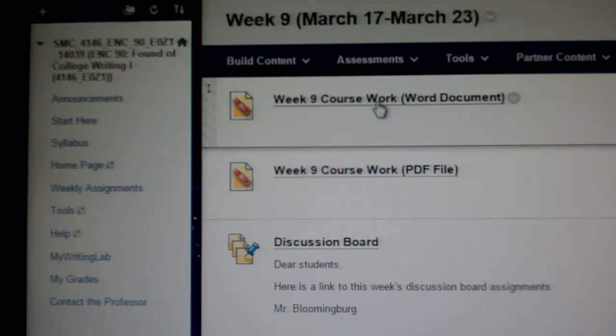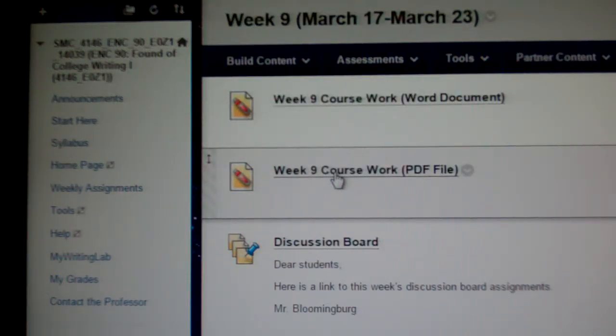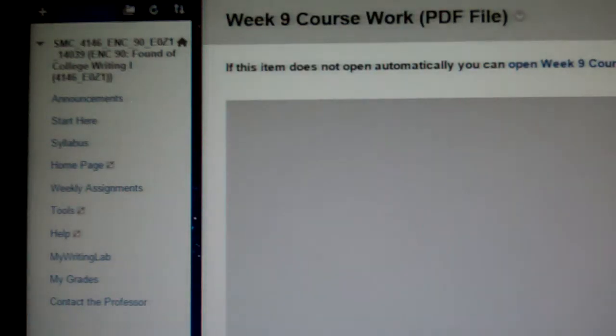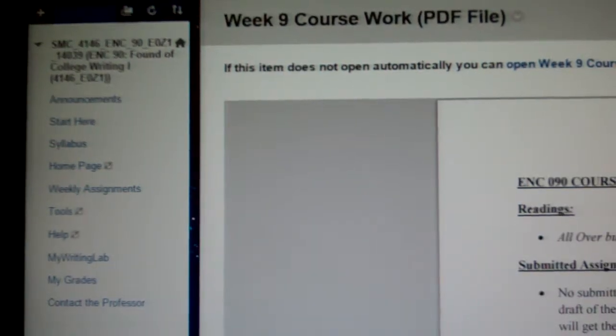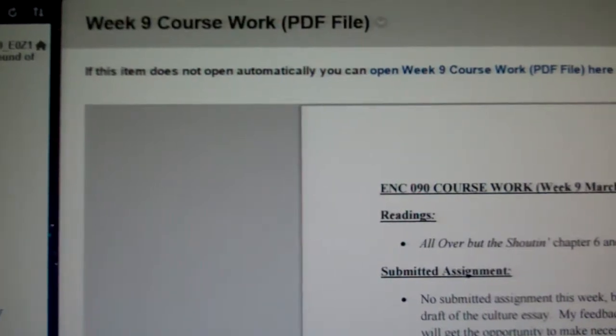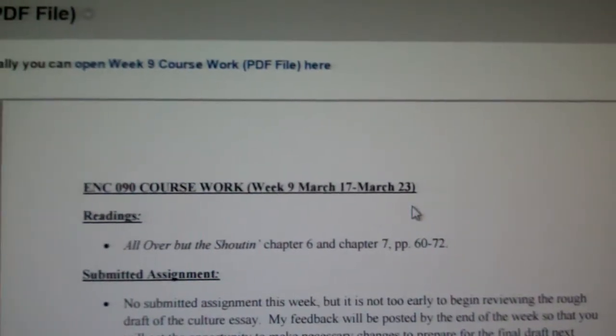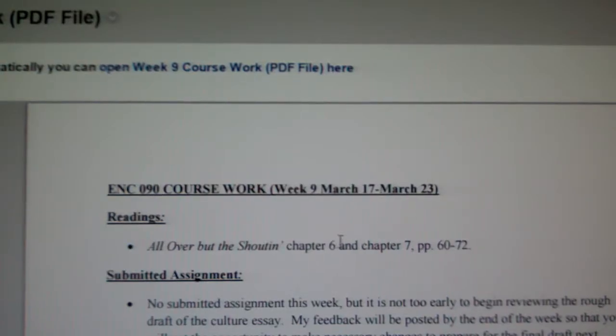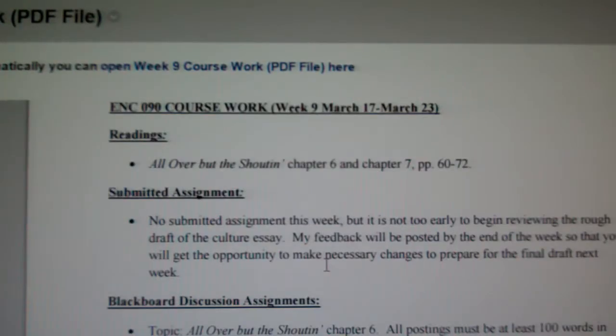From the Week 9 folder, I'm going to click on the PDF file. And I'll reshift the camera here so that we can get everything in view. So, for this week, we're not going to have any reading from the Right Stuff textbook. I want to really shift our attention this week to All Over But the Shoutin'. So I've assigned you to read the next couple of chapters from the book, chapters 6 and 7, pages 60 to 72.